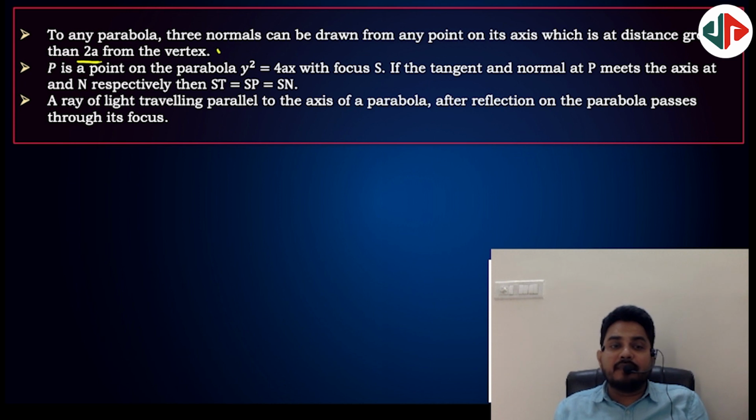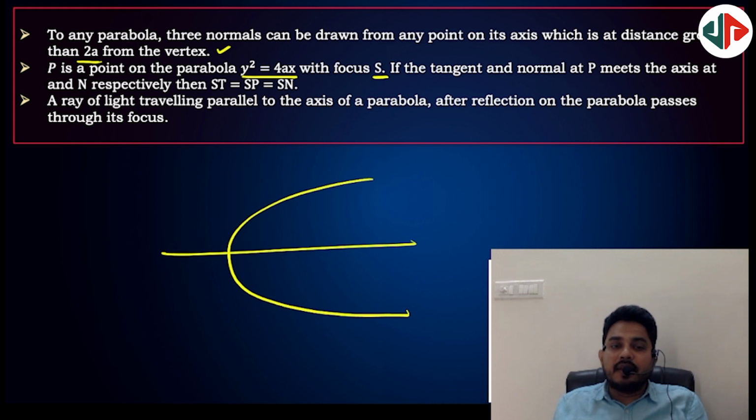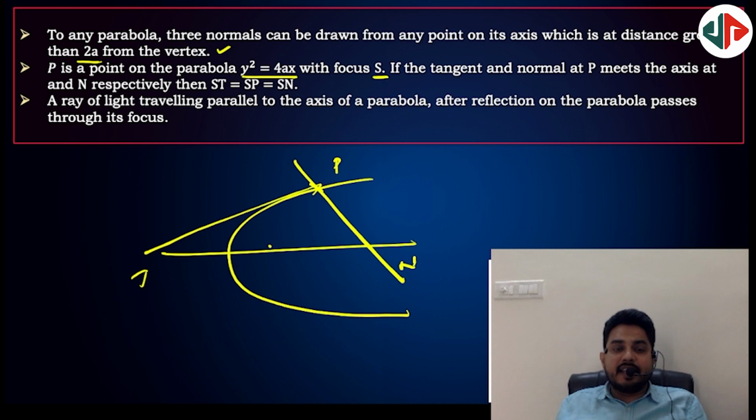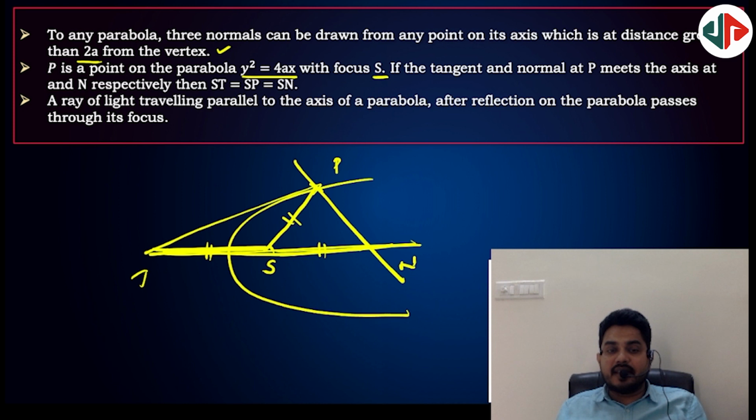To any parabola, three normals can be drawn from any point on its axis whose distance is greater than or equal to 2a. P is a point on the parabola, S is the focus, and the tangent and normal meet the axis. So what is this one? Look at here. The point is there, the tangent is meeting at T, the normal is meeting at N, and here S is the focus. So what will happen? This length is equal to this length is equal to this. All these three lengths are equal.